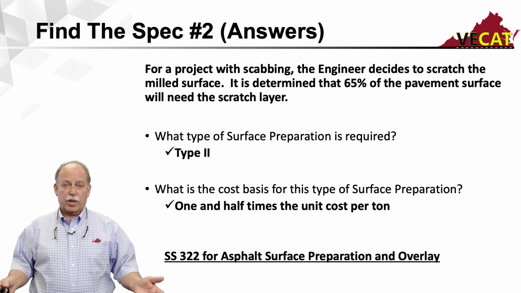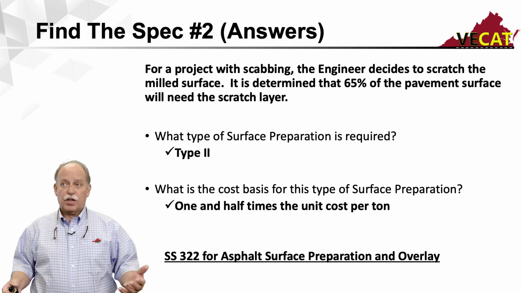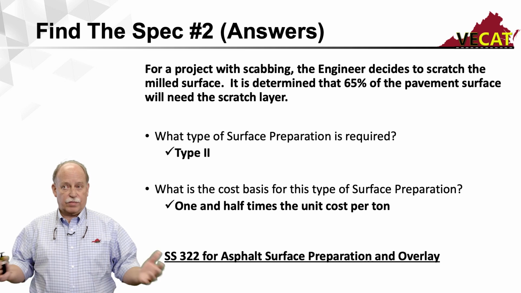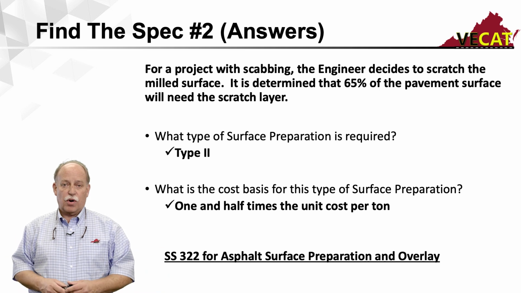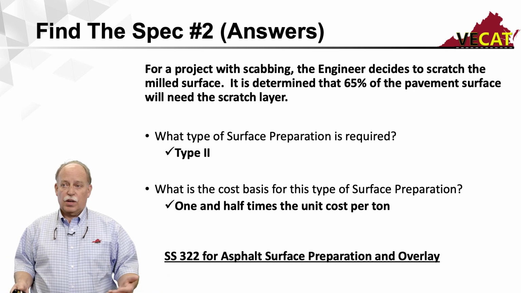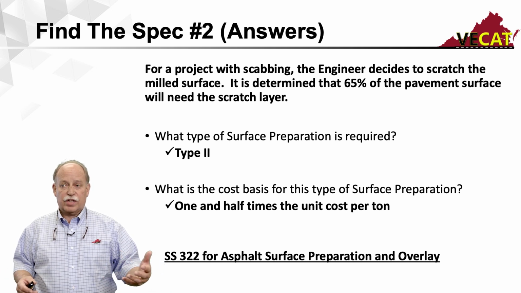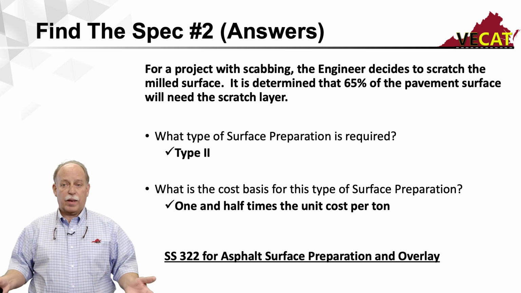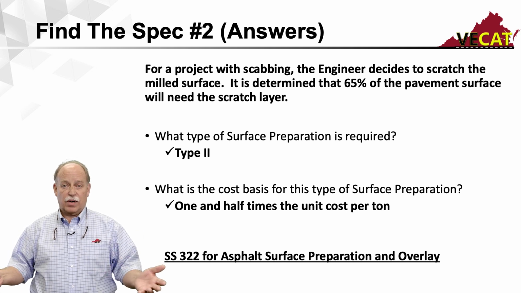Now if you go to supplemental specification 323 for asphalt surface preparation and overlay, you'll see that a type 2 is required in this instance. So you're over 50% of the roadway. If you're over 50% of the roadway, you need a type 2. What's the cost basis for surface preparation in this instance? In this case, for this type 2, it's 1.5 times the unit cost per ton for that mix that you're using. So if it was $60, now you multiply that by 1.5 and you'll get $90, right?